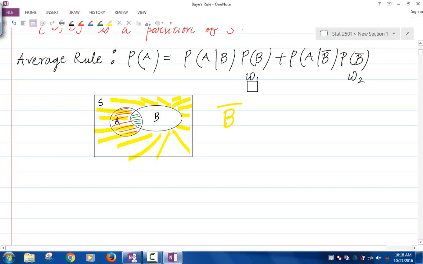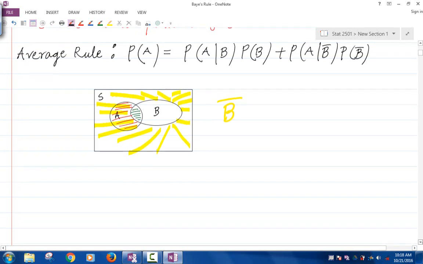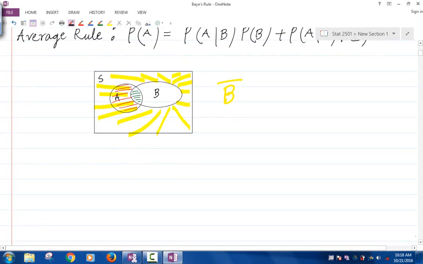Okay, so now how do I prove this? Let's try to prove it. I have the Venn diagram in front of you. The green region is the intersection of A and B. The yellow region is B complement, right? And A and B are also labeled.